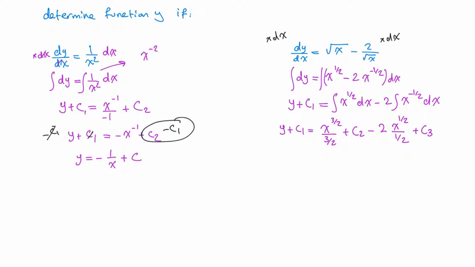I'm going to simplify a little bit, so I get y is equal to 2 over 3 x to the 3 over 2 minus 4x to the 1 over 2. And these constants here, I will move them all to the right side of the equation, and I will change them to one constant instead, and I will just write that as plus c for my final answer.